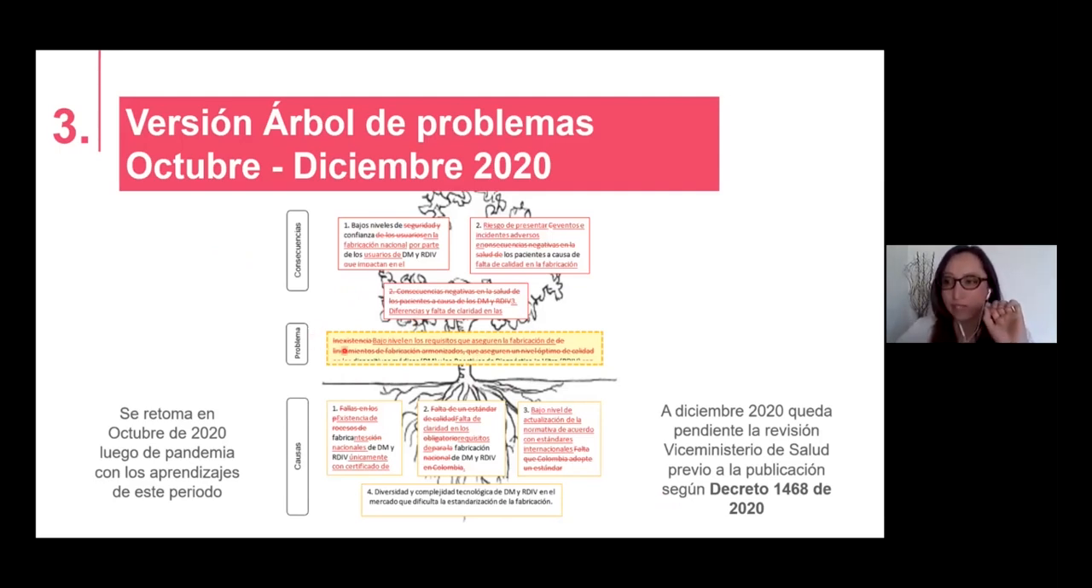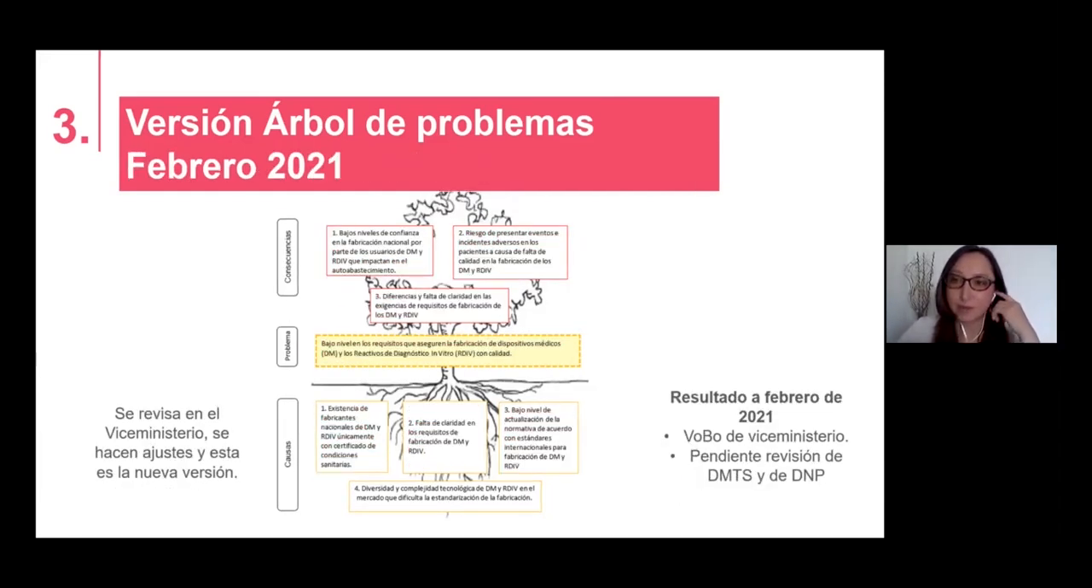And what we considered is that we have low levels in the requirements to ensure the manufacturing. And so that was the change we made in the problem. And finally, in February 2021, we have another version of the problem tree where we have a new problem, which is low level of requirements to ensure the manufacturing of medical devices and in vitro diagnosis reagents with quality. So this was the problem we had in February 21.